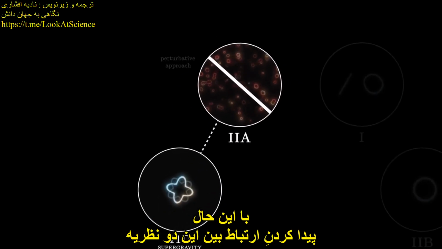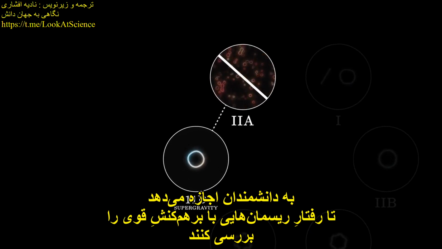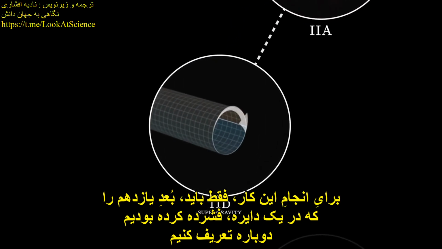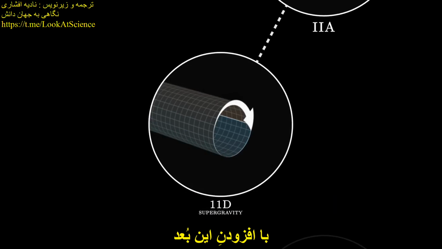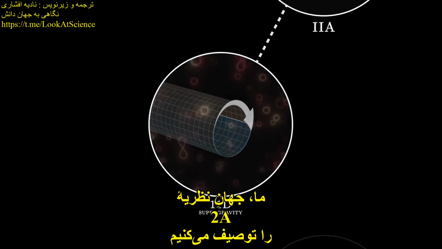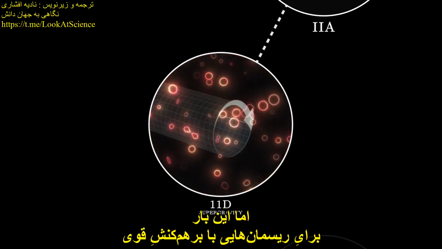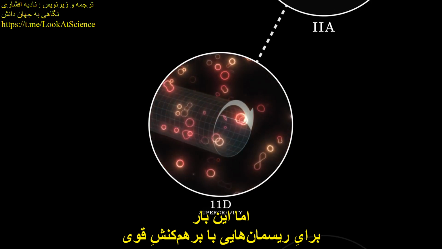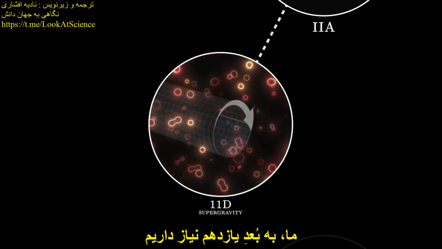Discovering the link between these two theories, however, will allow scientists to probe the behavior of strongly interacting strings. To do this, we just need to regrow the 11th dimension that we had compactified into a circle. By adding this dimension, we describe the universe of the 2A theory, but this time for strongly interacting strings. To model this regime, we need an 11th dimension.